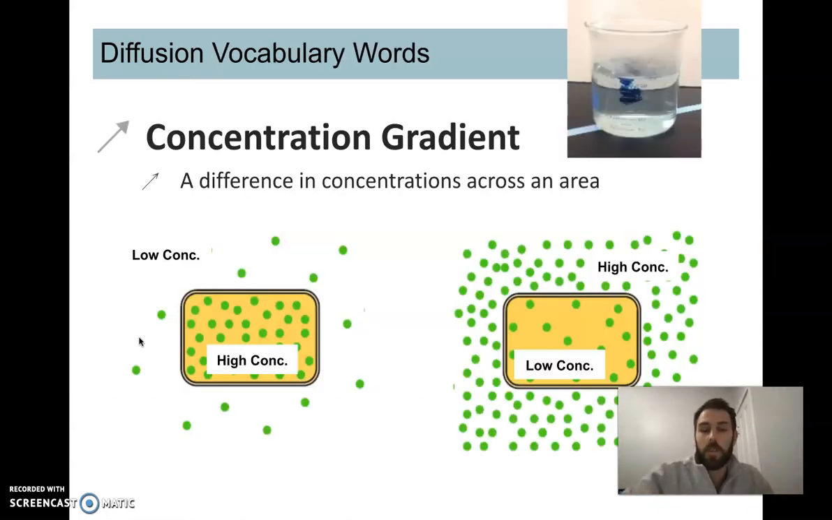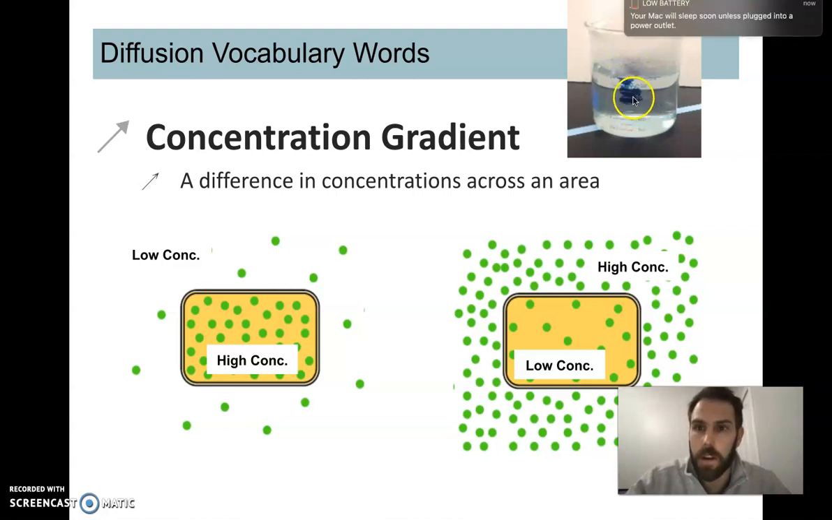So one of those first terms is something called a concentration gradient. As a reminder, you could be watching this video and using it to help you complete page 2 of your packet, where you're going to see a lot of these terms: concentration gradient, equilibrium, diffusion, semi-permeable. So a concentration gradient is just a difference in concentrations across an area. For instance, with our beaker, if we put some dye in here, I have a high concentration of dye right here and a low concentration of dye towards the bottom of my beaker. That's all a concentration gradient is.